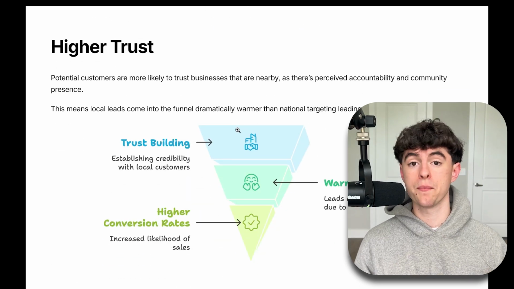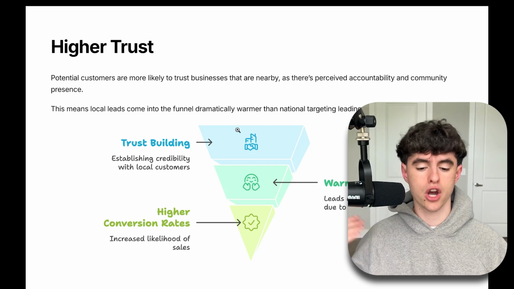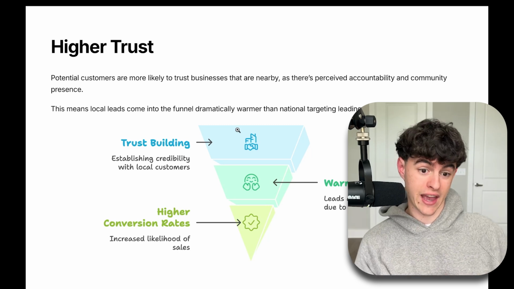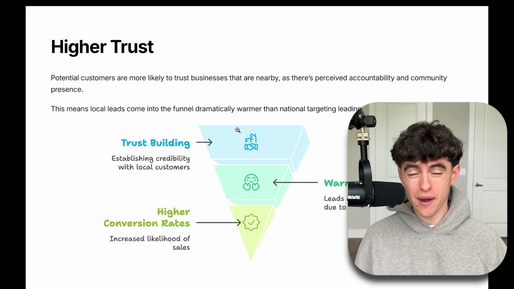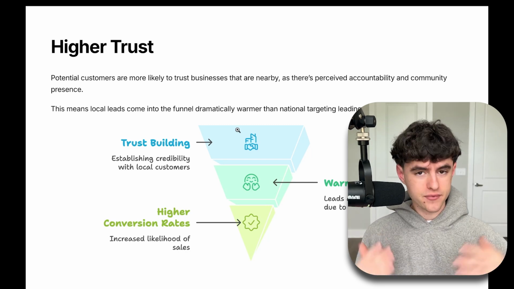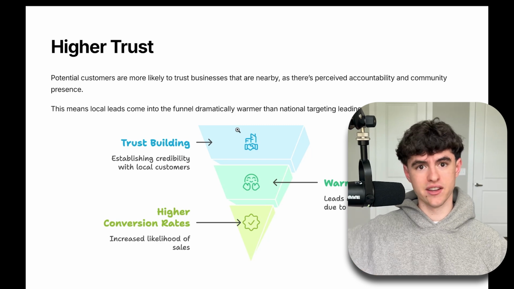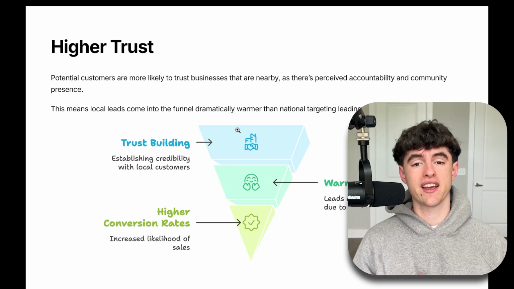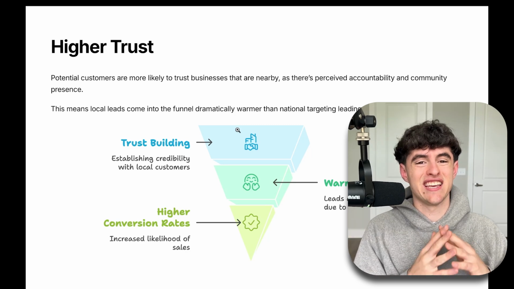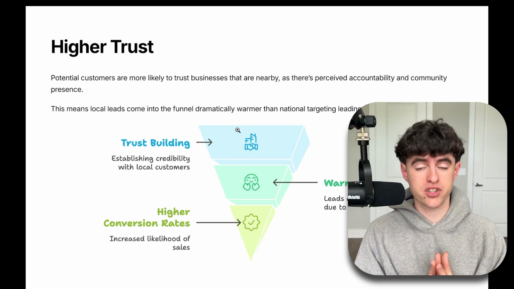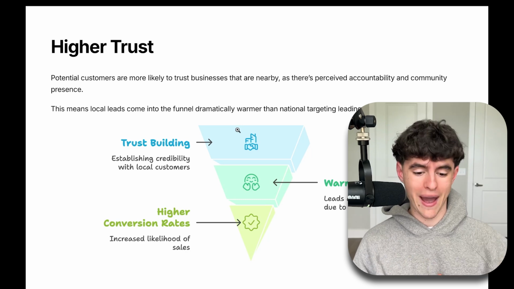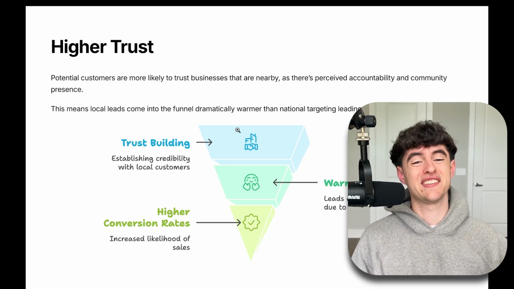And because you're only competing with other local businesses, potential customers are way more likely to trust you and businesses that are nearby to them because of the perceived accountability and community presence. What I mean by that is they can come down the road, meet with you, and talk to others that are also in your area. When talking to them, they can figure out, hey, is this person legit or not? And they can have firsthand accounts of testimonials from people that they can meet in person. The in-person aspect is the hugest advantage to breaking that barrier of trust without even having to talk to them. So what this means is that local leads will come into the funnel dramatically warmer than national targeting, which leads to higher conversion rates.